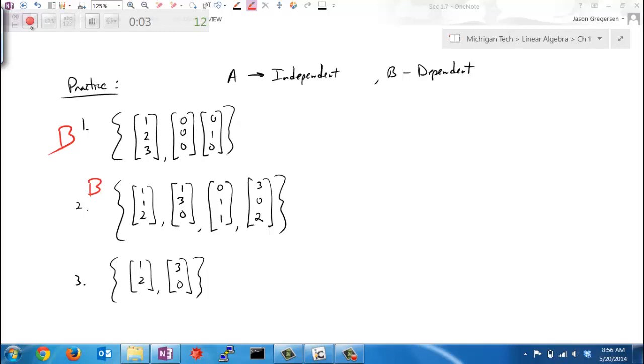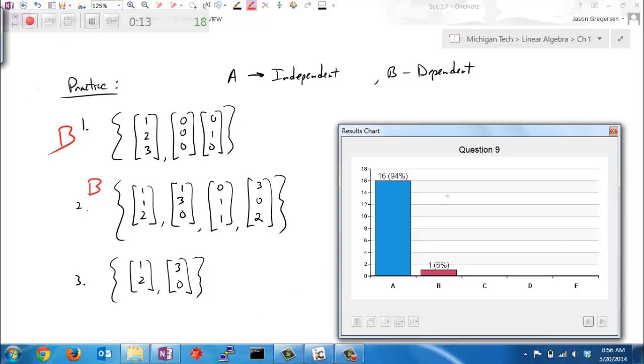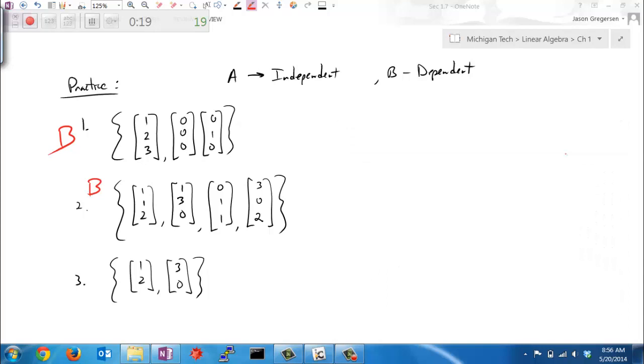And the last one, independent or dependent? Independent, because they're not multiples of each other. We just have two of them. The best way to test is to say, are they multiples of each other? They're clearly not multiples of each other, so they are independent.